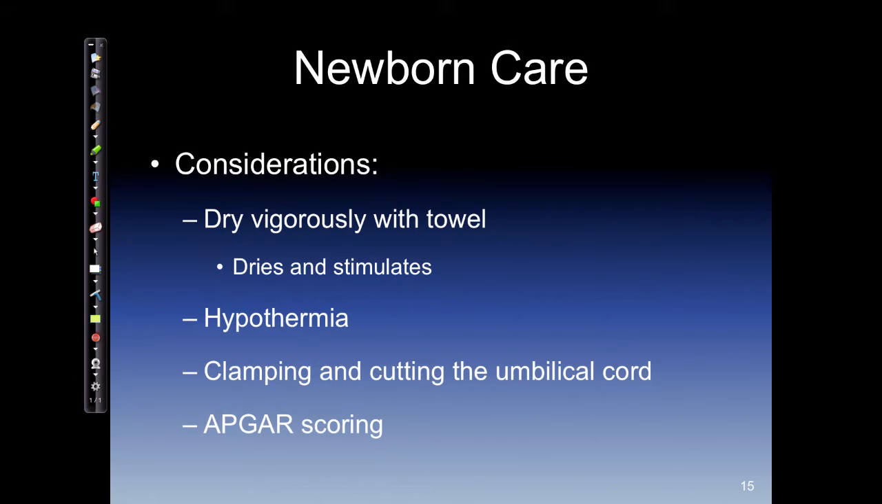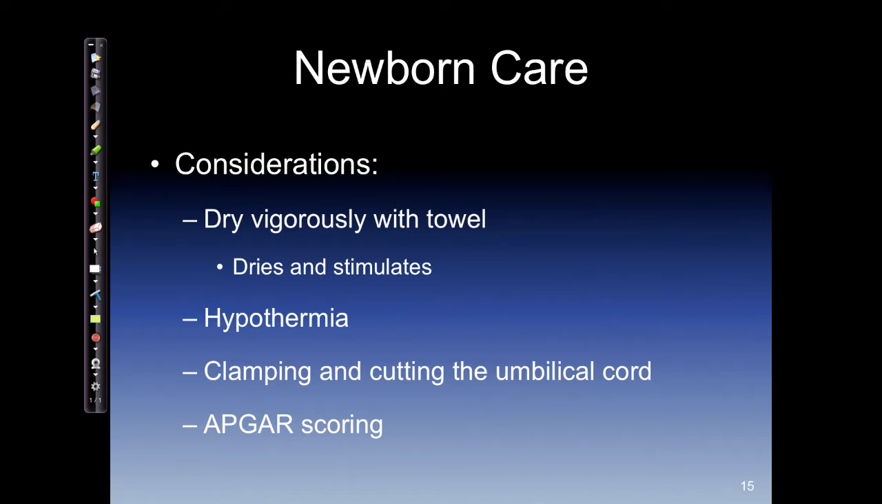Newborn considerations: dry vigorously with a towel and stimulate the child. Hypothermia signs include irritability, lethargy, pallor, bradycardia, and respiratory distress. Acrocyanosis, cyanosis of the extremities, is what that is, and they're very temperate.